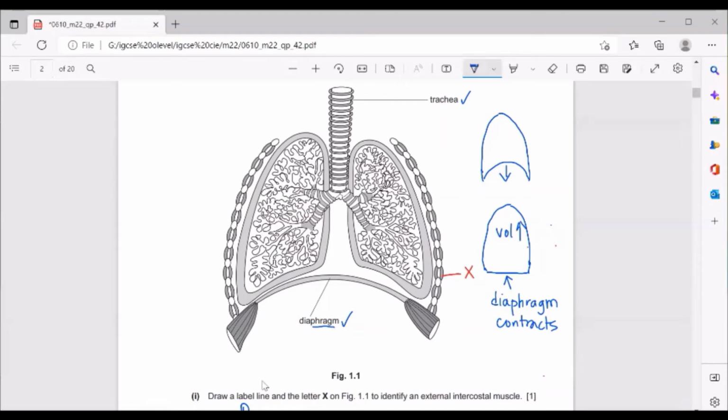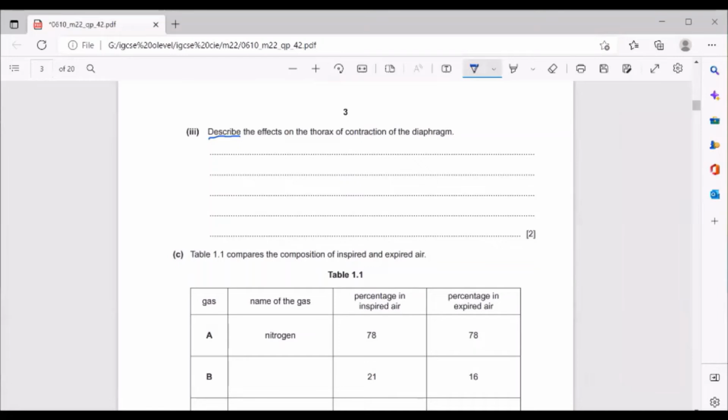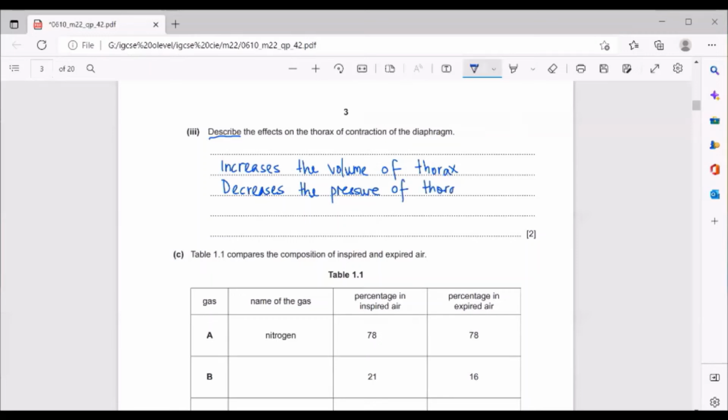When the volume increases, the gas particles that are found in the thorax will be further away from each other, and therefore the pressure in the thorax will decrease. There is an increase in the volume, so it increases the volume of the thorax, and at the same time decreases the pressure in the thorax.